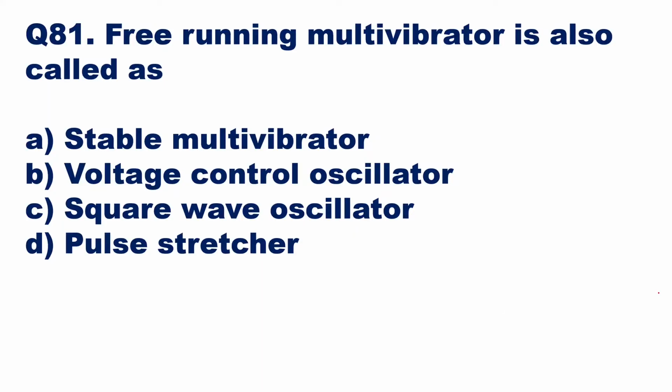Free running multivibrator is also called as what? The options are stable multivibrator, voltage control oscillator, square wave oscillator, pulse stretcher. Now, if you remember, a free running multivibrator was having external components like a capacitor and resistor, and then there was a control voltage input. As we give the control voltage input, the output frequency will deviate from one point to another. The output frequency can change depending upon the input control voltage. That was the concept we saw in free running multivibrator.